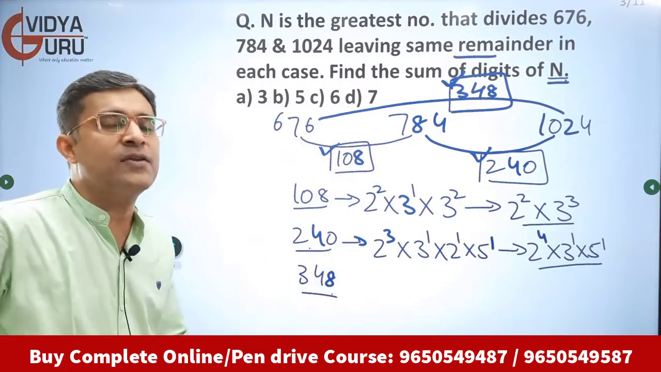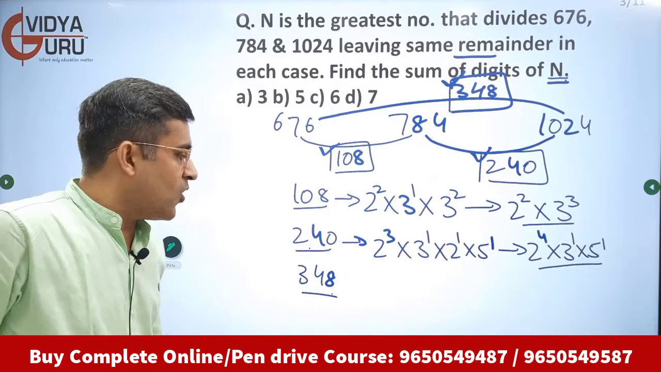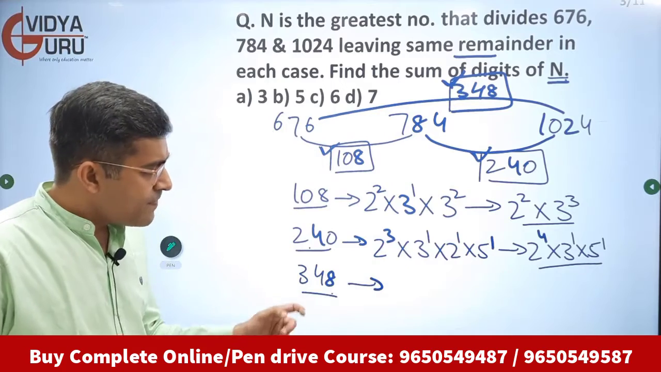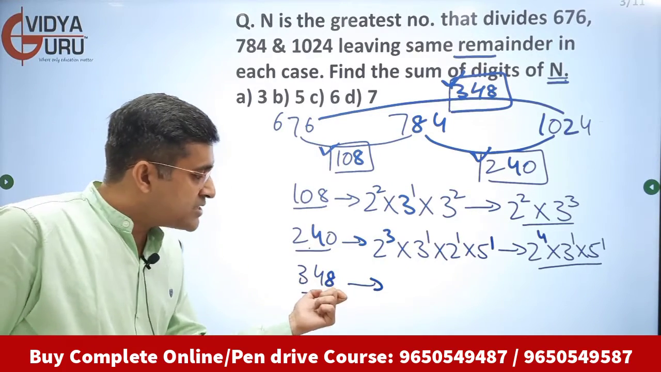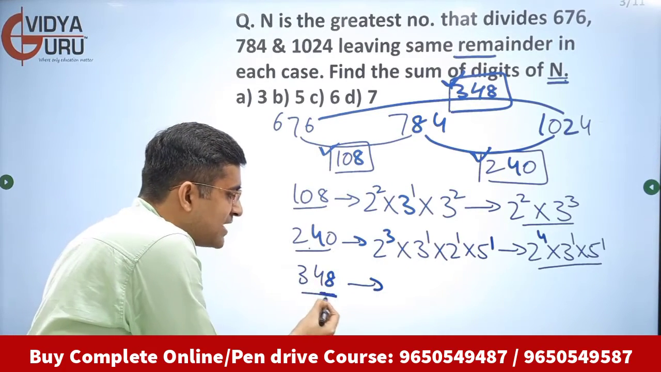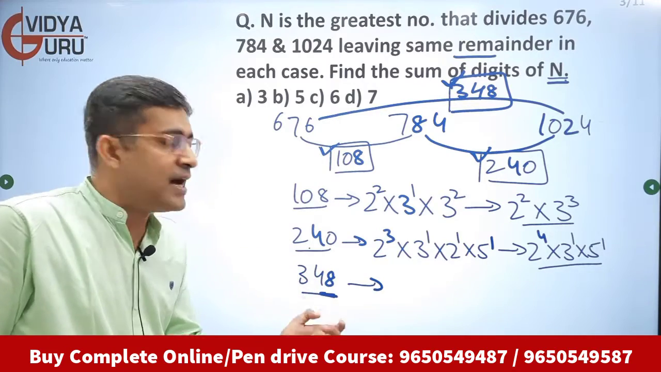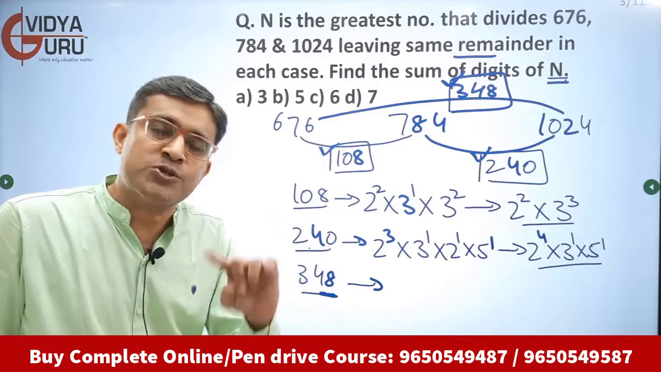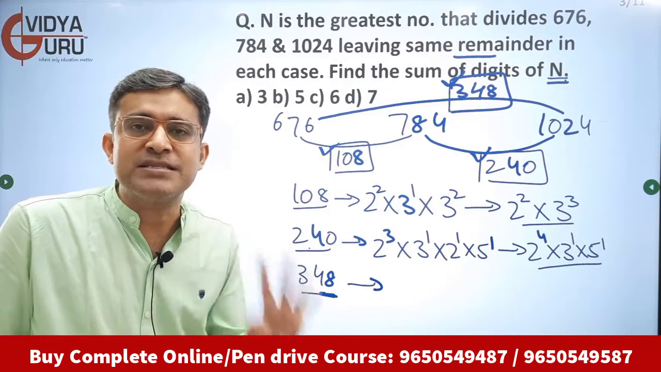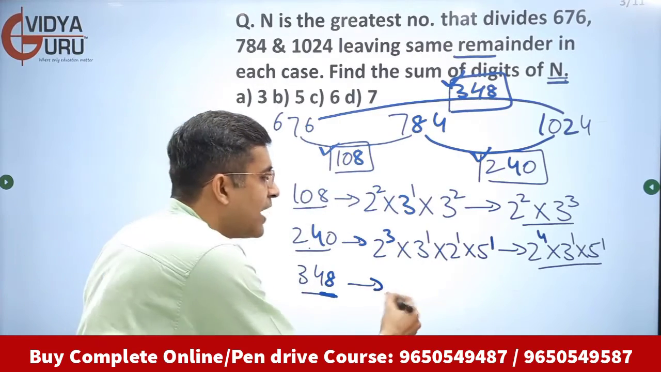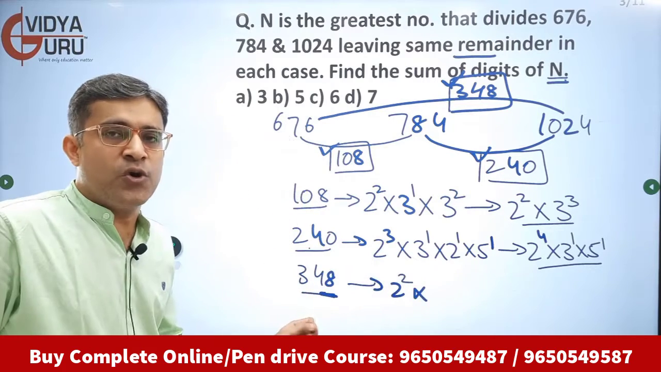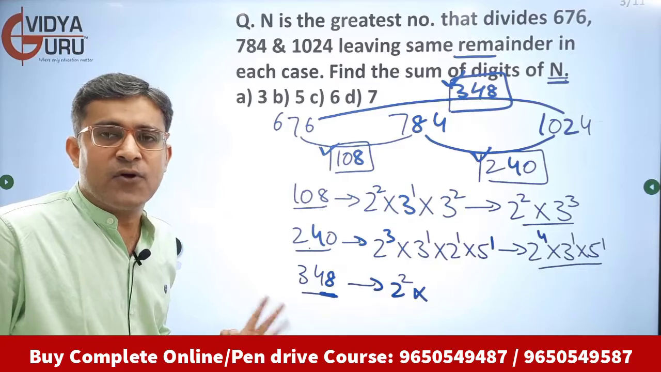The same has to be done with 348 also. This looks to be a difficult number. Let's see. 48, the last two digits, students, the last two digits are divisible. 48 is divisible by 4, so the number is divisible by 4. So I will write 4 as this, 2 square. I know 4 is going to be a factor of this, 348.